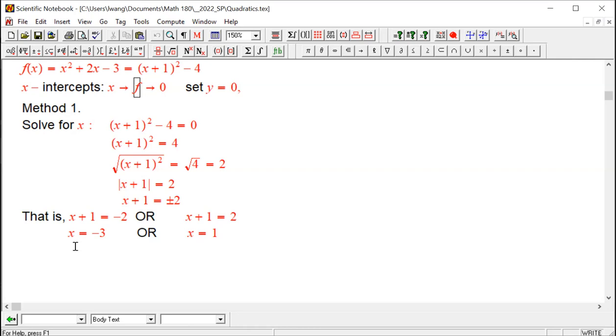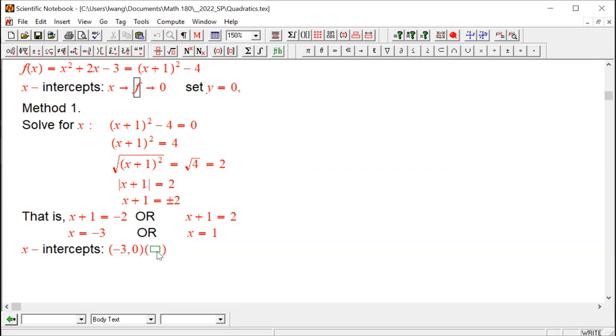Okay, what does that mean? Well, this tells us we have 2 X-intercepts. So we found our X-intercepts, right? Intercepts are points. We have 2 points. These 2 points, one has the x coordinate equals negative 1. What is the output? The output is 0 because we got x value by setting y equals 0.